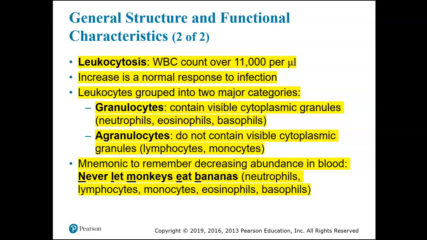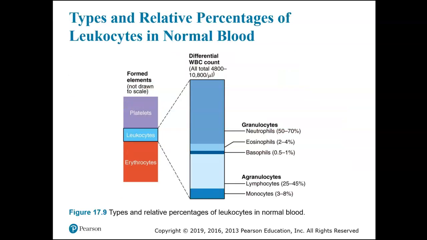This is a mnemonic device to help you remember the 5 different leukocytes in your blood. Never let monkeys eat bananas. And that stands for neutrophils, lymphocytes, monocytes, eosinophils, and basophils. So remember that, never let monkeys eat bananas.